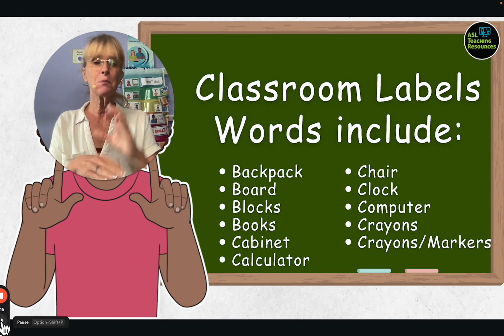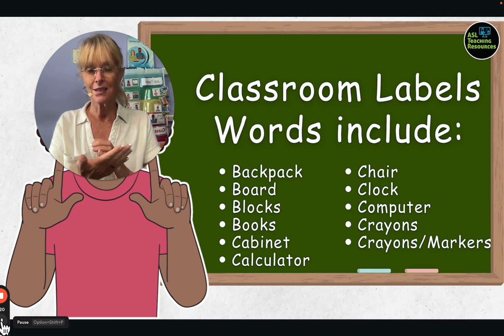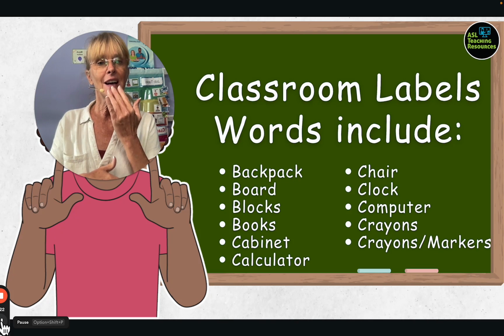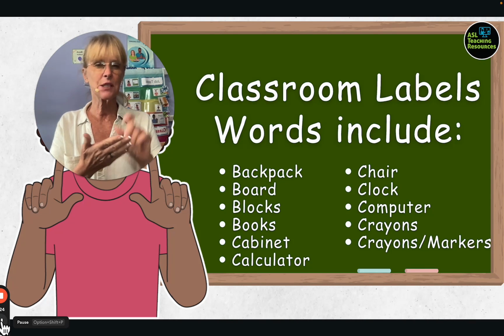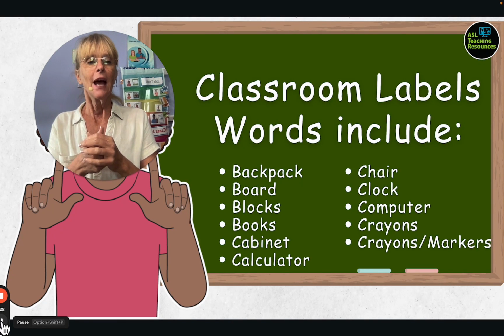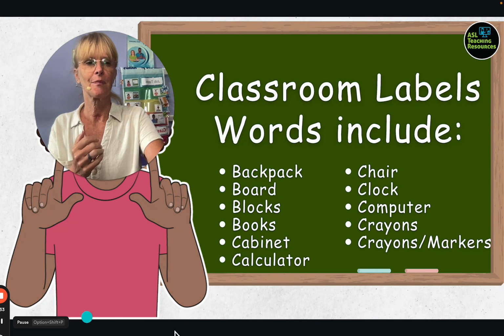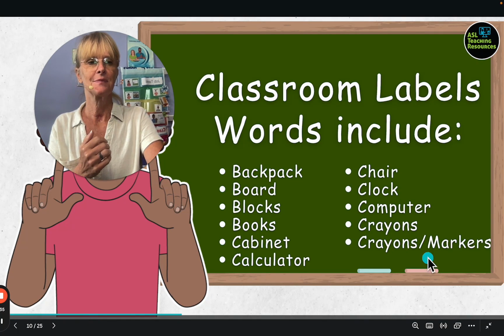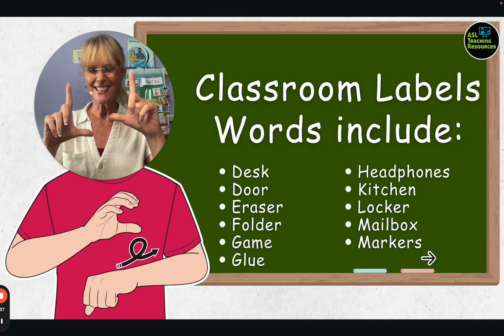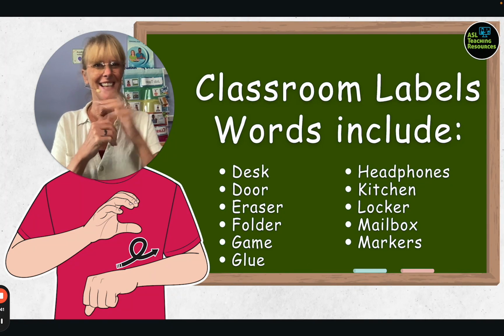Crayons. This is more the English because it is initialized. The other is color, draw. That's more the ASL. You want color? Okay. And we have markers would be like this. Markers. Okay, one more set and then we'll get back to the lesson and then we will learn more signs later.